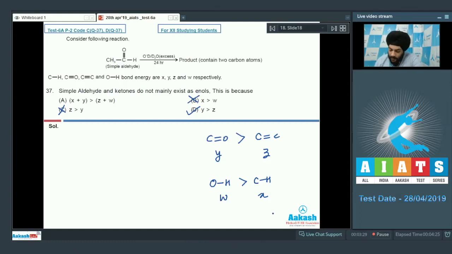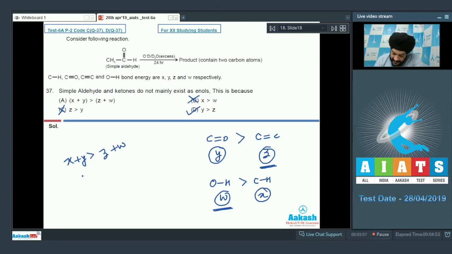And if you talk about the A option now, which says that X plus Y is greater than Z plus W. The value of X plus Y means that we have a CO and a CH, and Z plus W means we have a CC and an OH. It is a fact that the sum of X plus Y is greater than Z plus W, which is the major reason for the stability of the keto forms and not the enol forms. So students, option A is also correct. For question number 37, we have to mark the correct answer as option A and option D. Let us look at the next question.